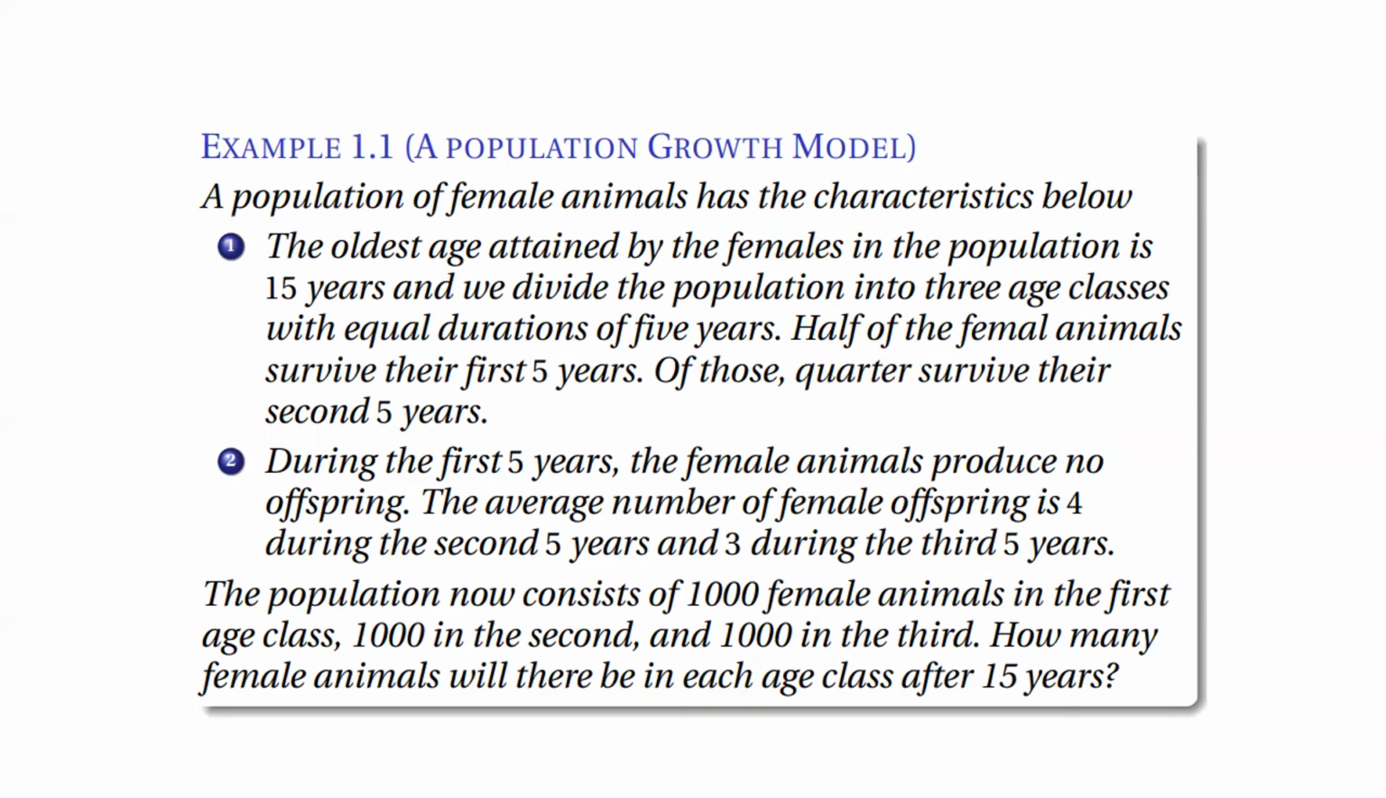For example, a population of female animals has the characteristics below, and it is also given that the population now consists of 1,000 female animals in the first age class, 1,000 in the second, and 1,000 in the third. How many female animals will there be in each age class after 15 years?